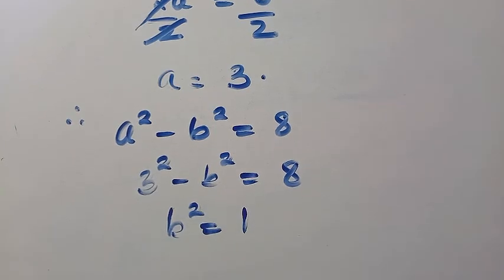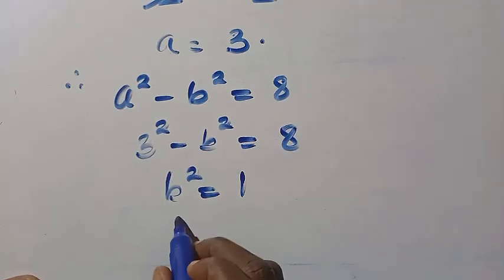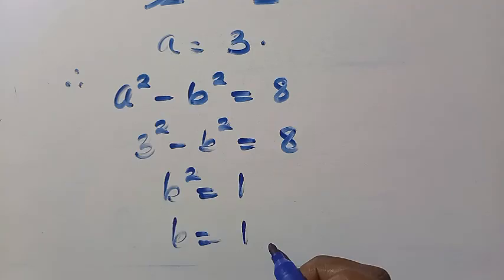But here we are getting two solutions for this. So here we have b equals 1. Let's just consider the positive part of this, since we have gotten only one value of a. So this is how we solve this problem.